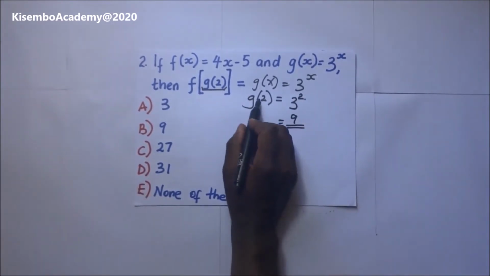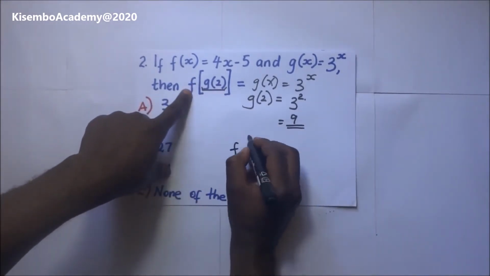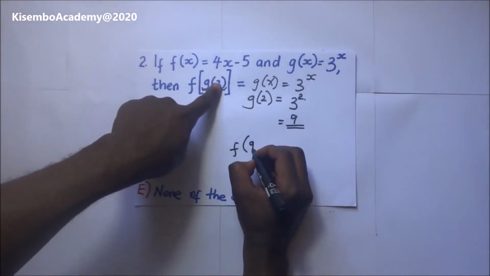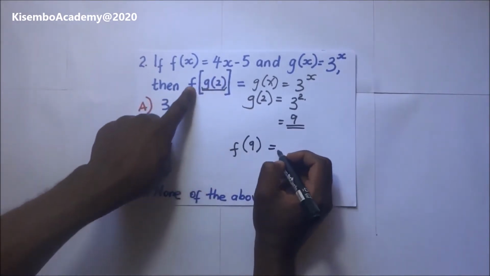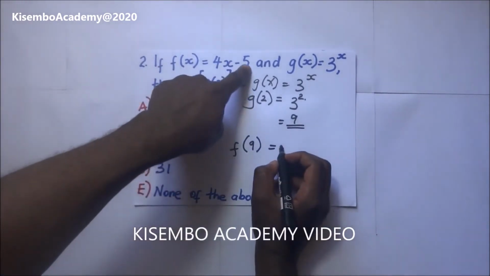So if g of 2 is 9, it means that this function is going to become f of g of 2. Our g of 2 is 9, so it's f of 9. So what is the function when the value of x is 9? First of all, f of x is 4x minus 5, yeah?